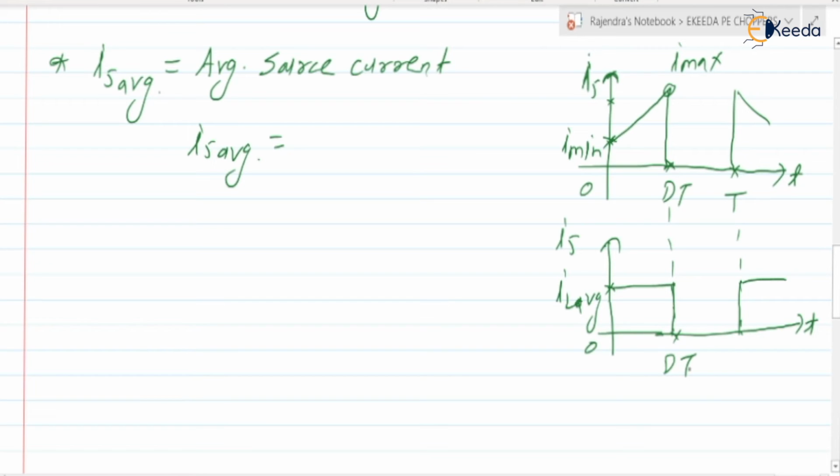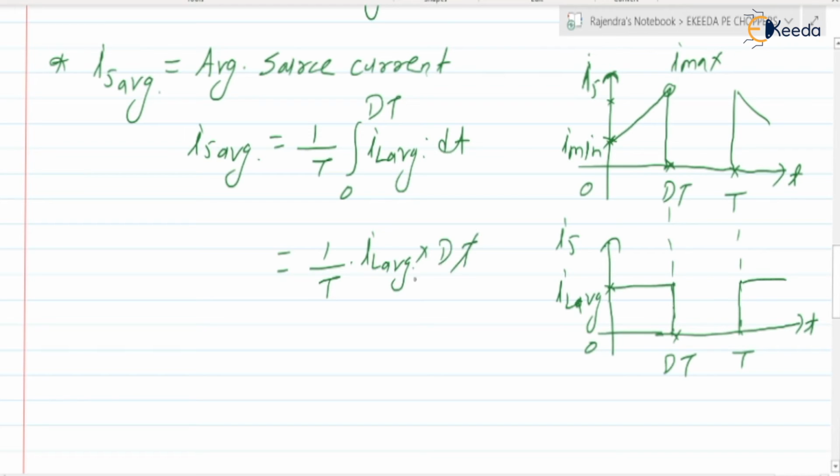Okay, next, this is dT to T. Now can we find the average value of this? Yes, we can find it as 1 by T integration from 0 to dT of IL average into dt. Okay, so we can write it as d into IL average, right? It is 1 by T into IL average into dT, so T and T will get cancelled. So it is equal to d into IL average, right?